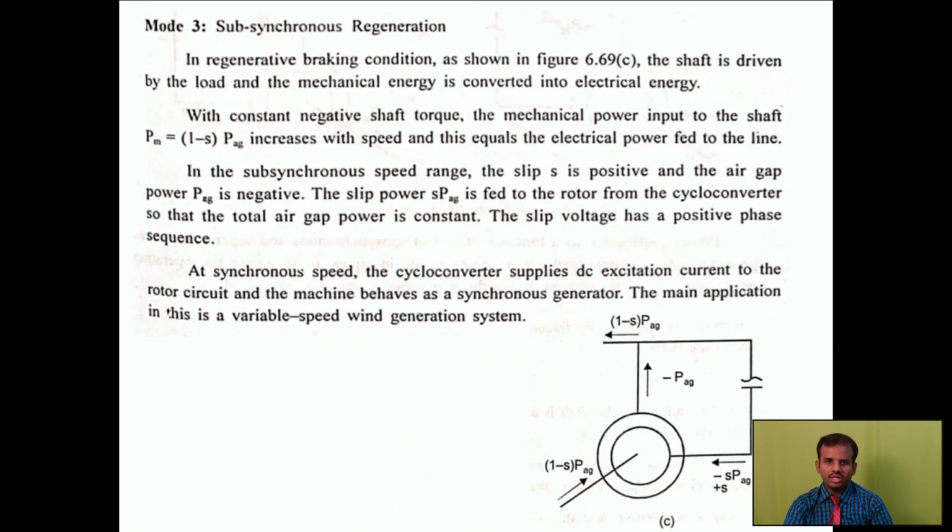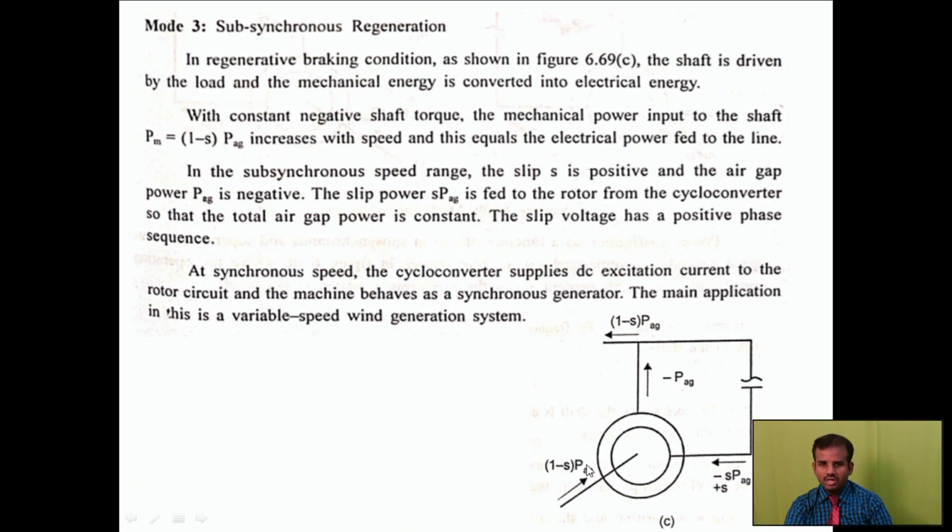In mode 3, that is the subsynchronous regeneration operation. In the regenerative braking condition, the shaft is driven by the load and the mechanical energy is converted into electric energy, because it is in the regeneration mode. So with a constant negative shaft torque, the mechanical power input to the shaft, that is PM, equals 1 minus s into PAG. The mechanical power PM equal to 1 minus s into PAG increases with the speed, and this equals the electric power fed to the line.